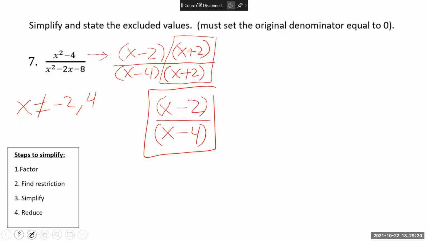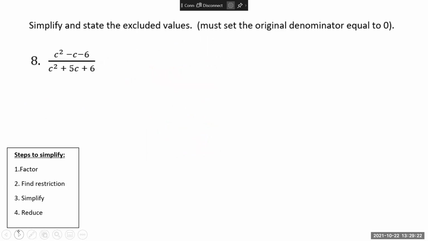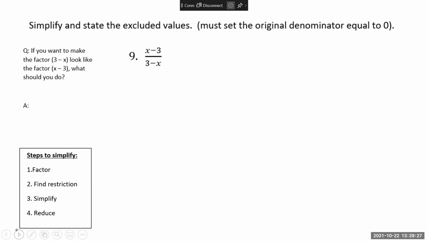All right, we're going to skip number 8. All my classes have skipped number 8 because it's literally the same thing we've been doing. And we're going to look at number 9.